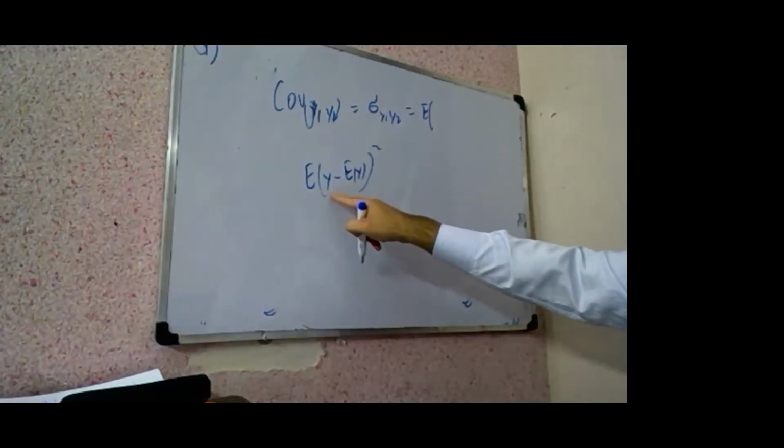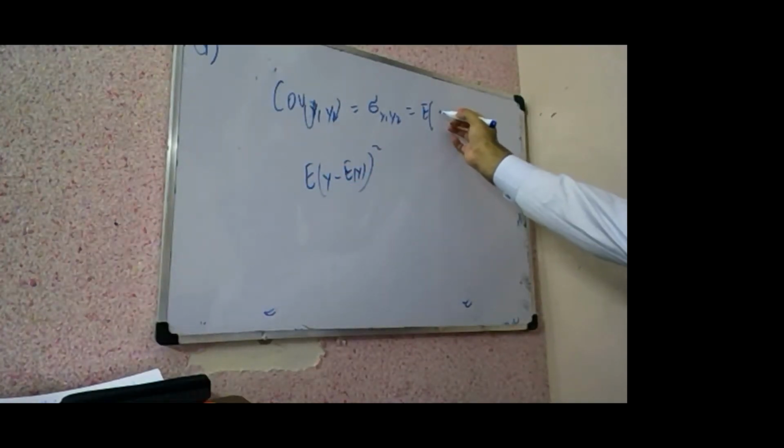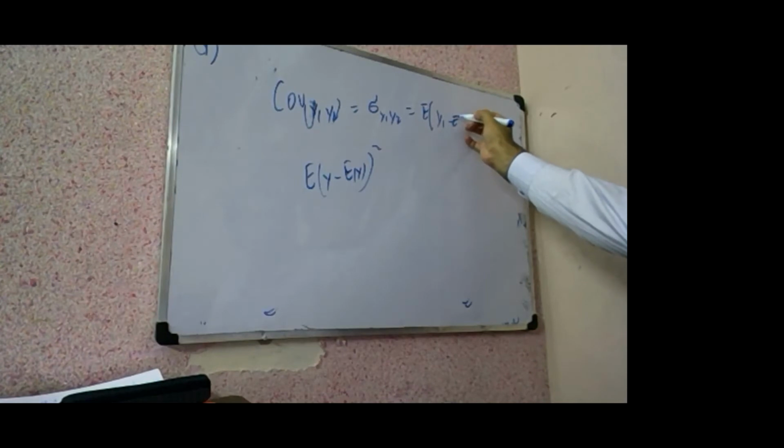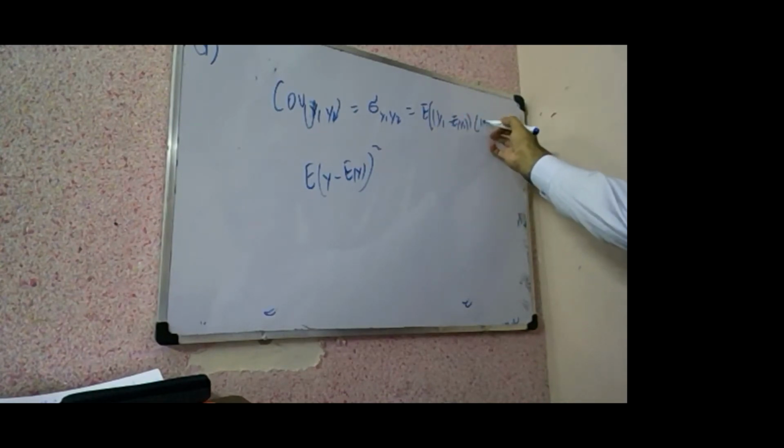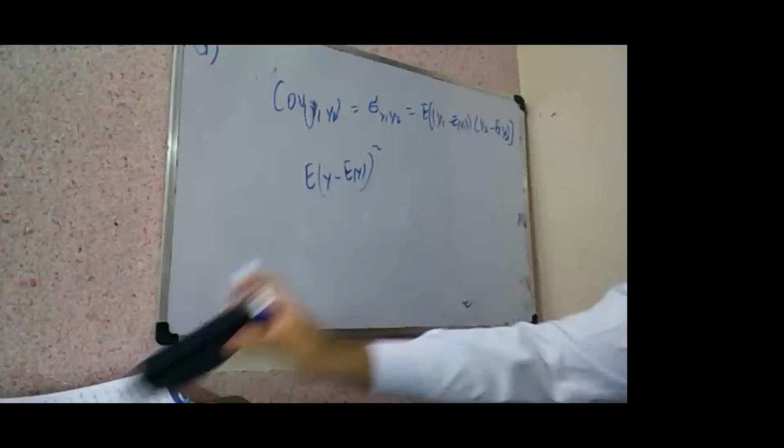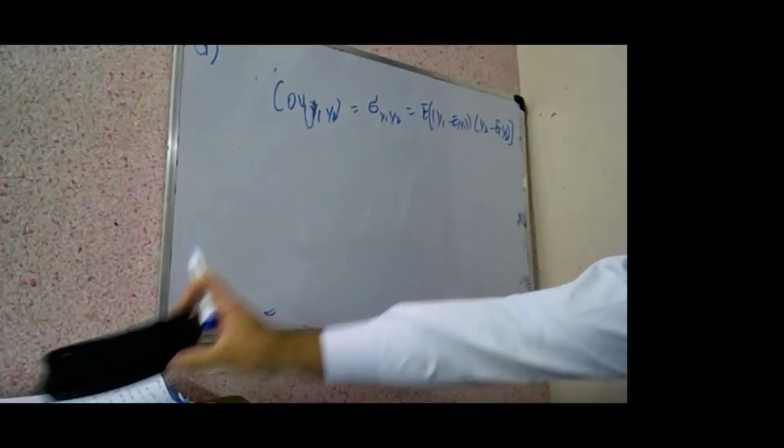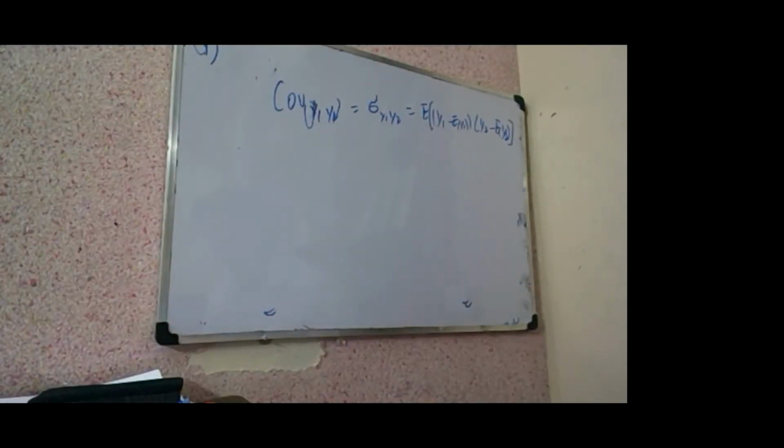But here there are two different variables. So we can say y1 minus expected value of y1 times y2 minus expected value of y2. So that's the covariance. That's how you can get the covariance. So if you have a series of y1 and y2, you can easily calculate the covariance.